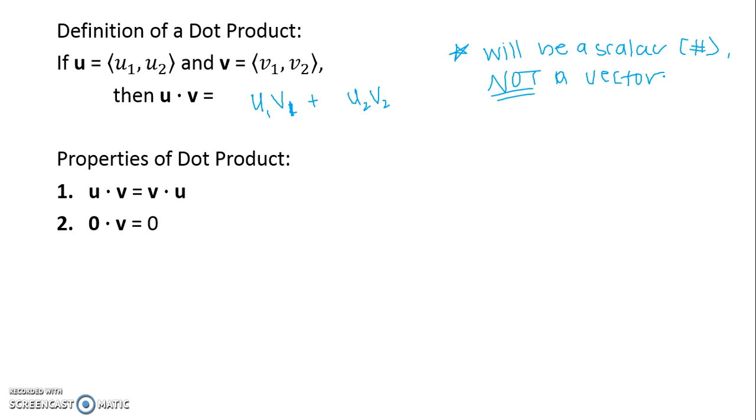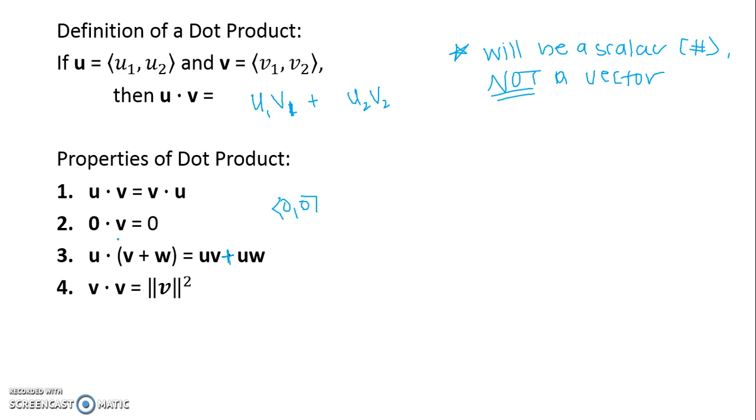If you do your zero vector, so that would be 0, 0, times any vector v, then my answer is just going to be the number 0. It works with your distributive property as well, so if I have u times the sum of v and w, I could do u times v and u times w, and then add those two answers. Or you could have added your two vectors and then multiplied by u.